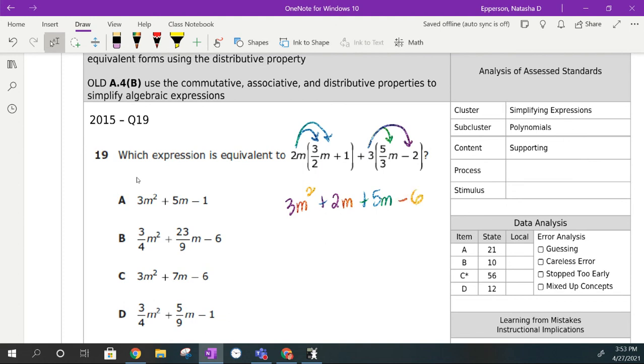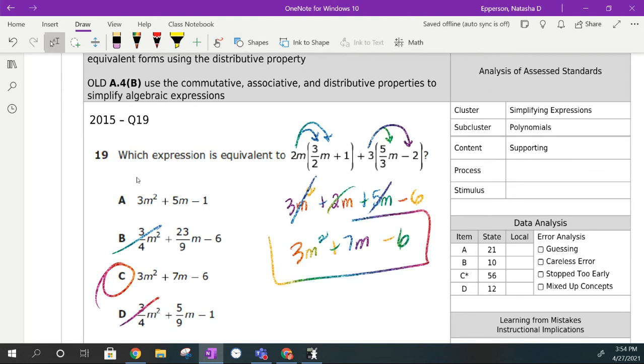We're going to combine. 3m squared is out. All right, that eliminates B and D. We've got 5 plus 2, which is 7m. So that gives me my answer choice C. And it matches.